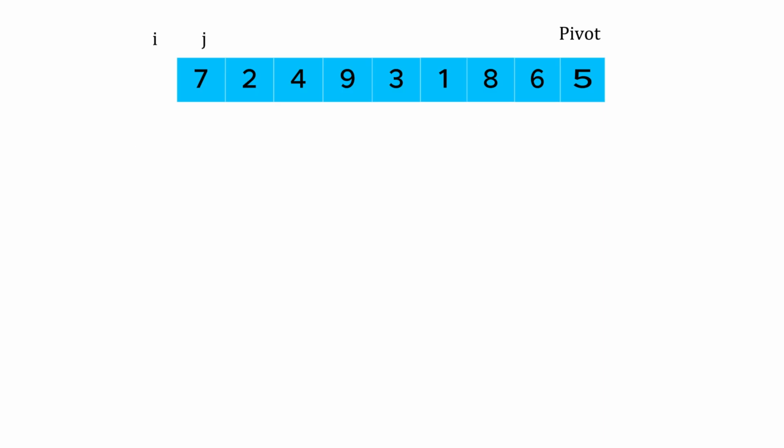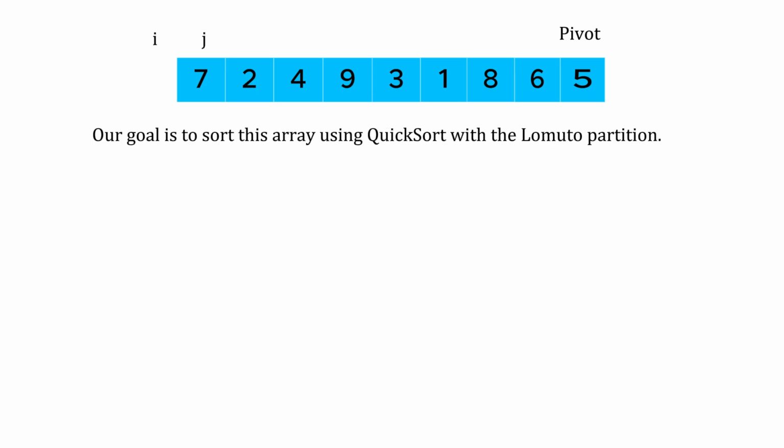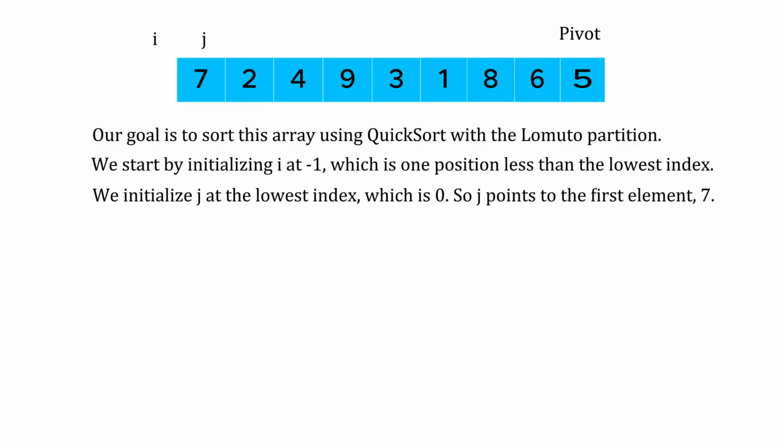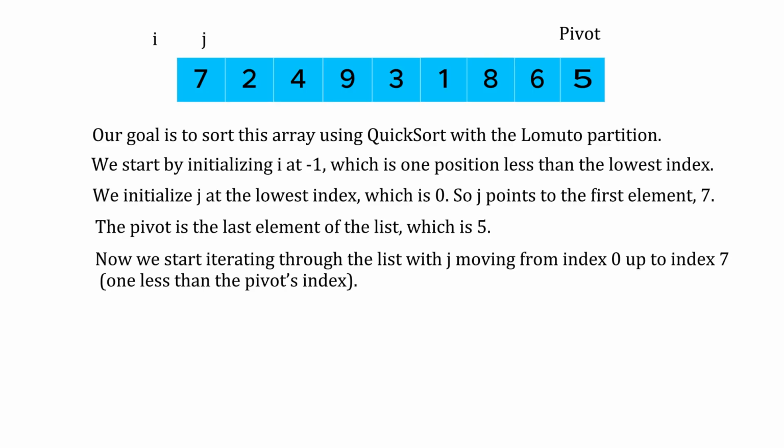So let's get started. Our goal is to sort this array using quicksort with the Lomuto partition. We start by initializing i at -1, which is one position less than the lowest index. Then we initialize j at the lowest index, which is 0. So j points to the first element, 7. The pivot is the last element of the list, which is 5. Now we start iterating through the list with j moving from index 0 up to index 7.